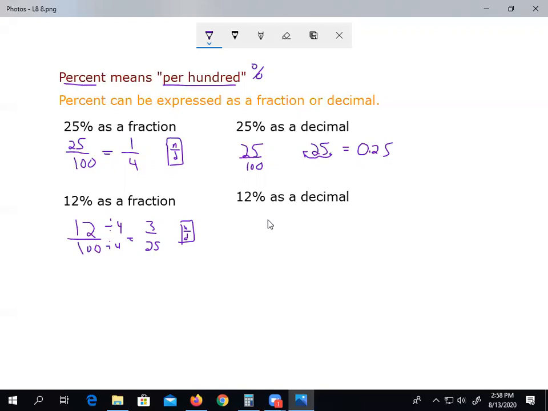12% as a decimal, again, all you have to do is move the decimal 2 places to the left and just drop the percent symbol. So 12% is the same thing as 12 hundredths as a decimal, or as a fraction for that matter. So percent again means per 100. So that's the magic number there for percents. It's always over 100.